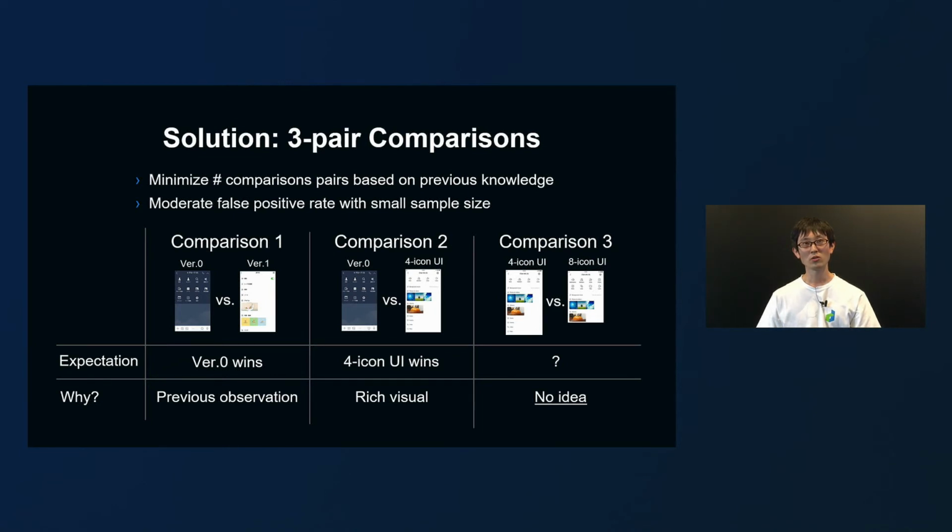Lastly, the 4-icon and 8-icon UI comparison. It was hard to predict a winner, so this comparison would be the most important. We utilized our prior knowledge and halved the number of analyses so that we could minimize the false positive rate with small sample sizes.